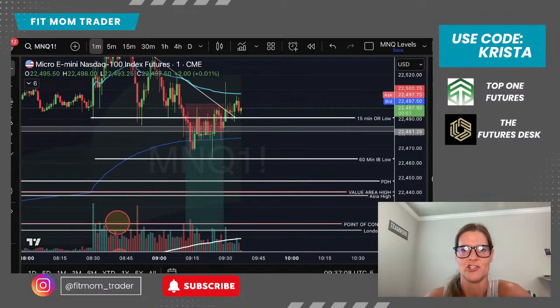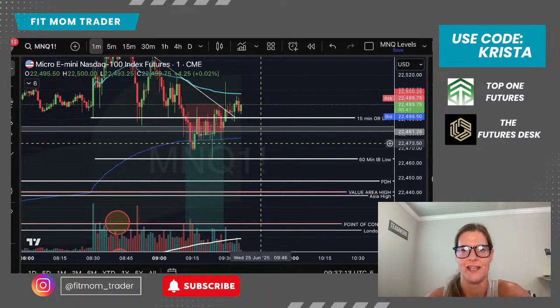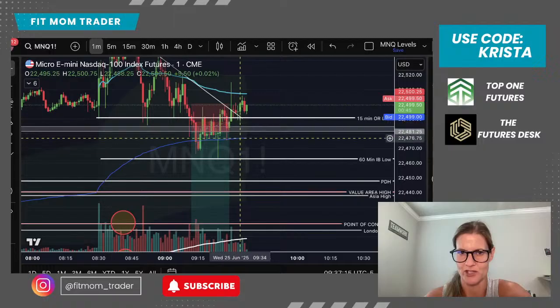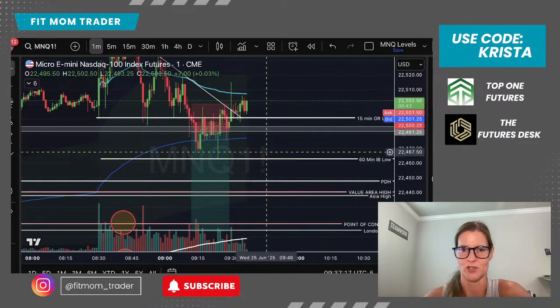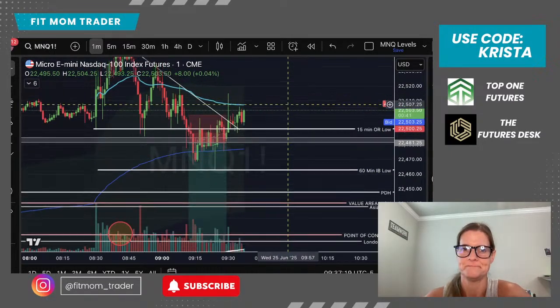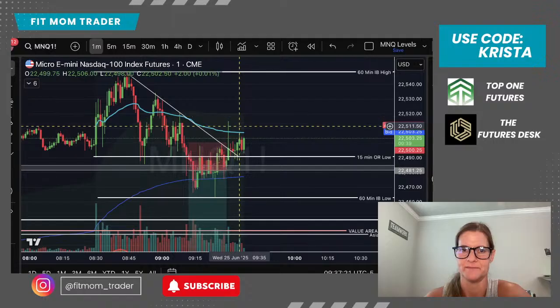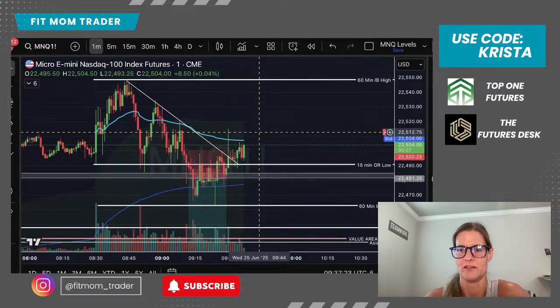Well, like I said, it's chopping in between these VWAPs. So if it shows confirmation that it's closing below VWAP, then we can look at shorts. But if it breaks above here, could be looking at longs.